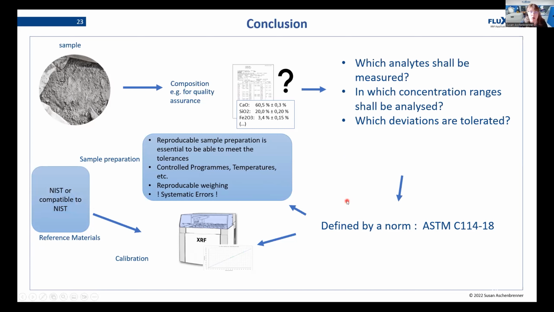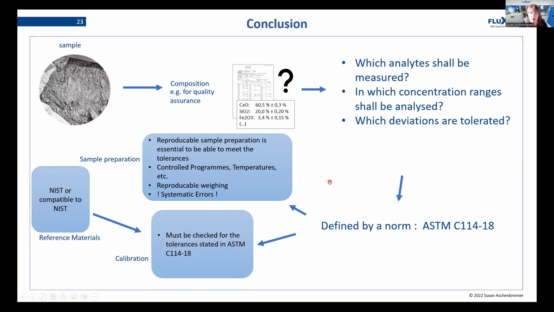Okay, then we talked about reference materials. Here the norm is kind of strict. We know we need to use NIST or compatible to NIST. I showed you our way to document that CRMs are compatible to NIST. This is just the rules of this ASTM norm. This is because it's standardized. And this is just very important to keep in mind here, that we are really strictly bound to these kinds of reference materials, which is actually very special.